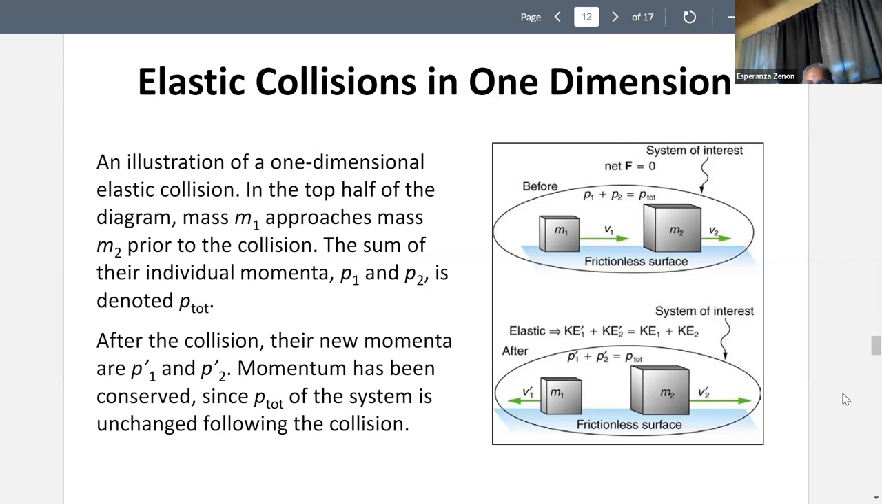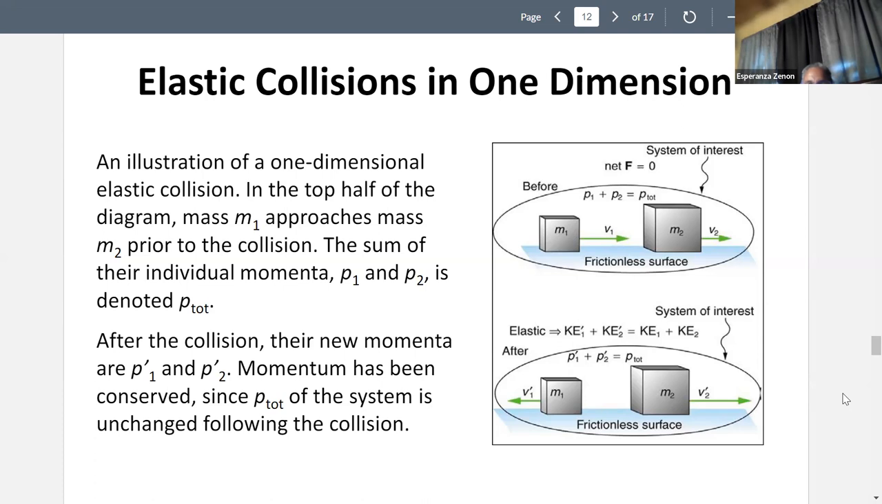Now, those two objects hit each other. So let's say, for example, M1 runs into the back of M2. That's a collision, right? So now let's look at the system after the collision. After the collision, notice that those two objects are moving in different directions. They were both moving to the right before the collision. Now M2 is moving to the right, but M1 is moving to the left, right?